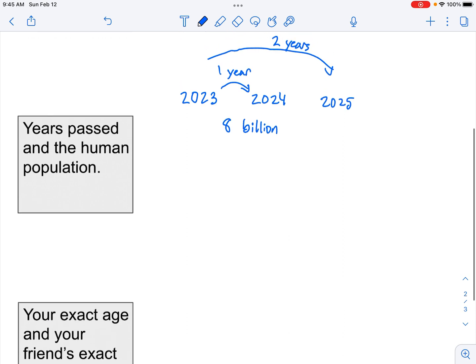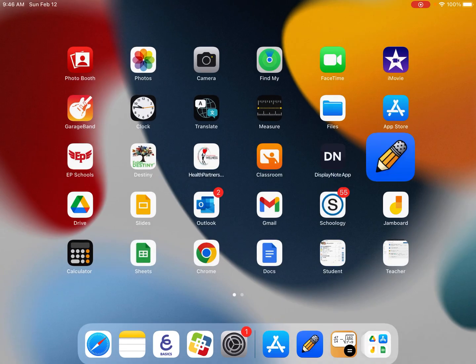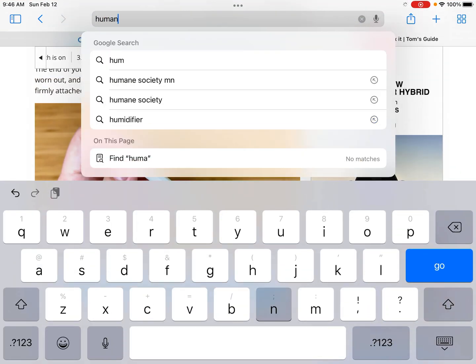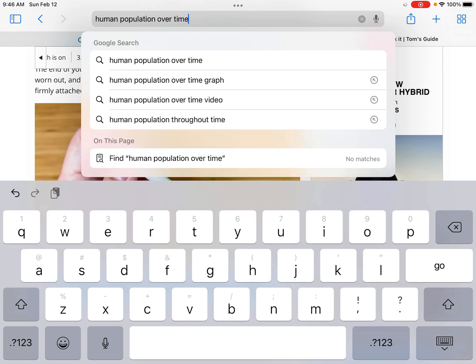I want you to try to think to yourself, is the human population going to double when we get to 2025? Are we suddenly going to have 16 billion people? No, clearly that won't happen. Population doesn't act like that. And if you think, we can actually find a little graph of the human population over time.